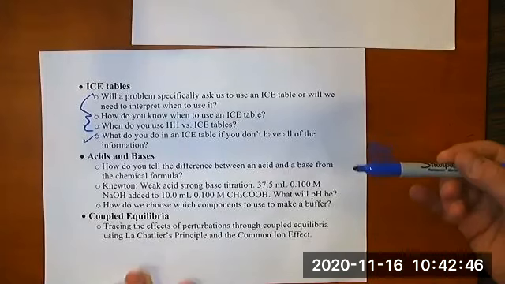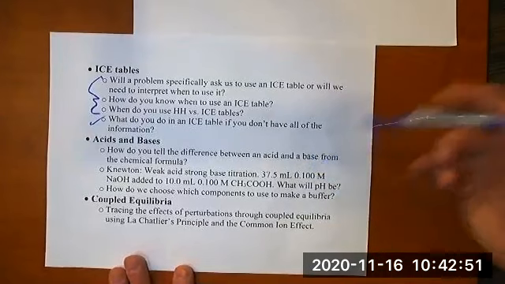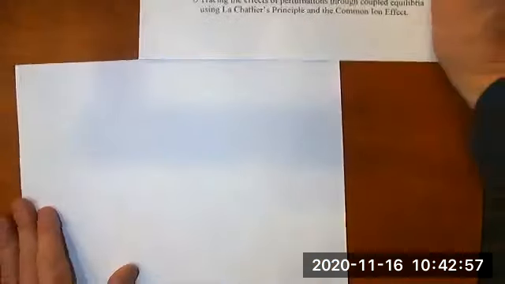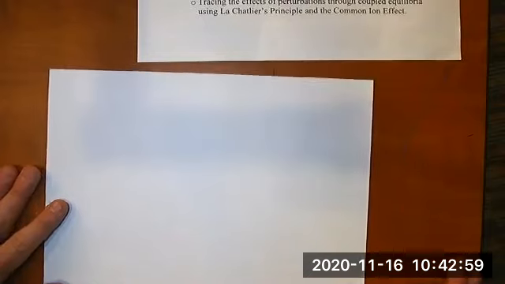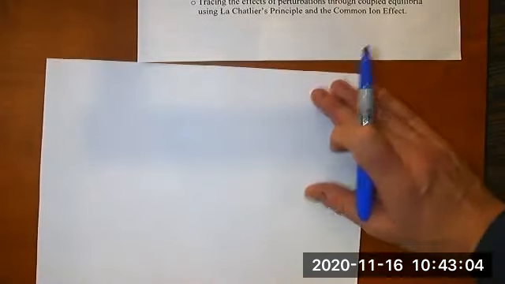Okay, let's talk about acids and bases specifically. How do you tell the difference between an acid and a base from the chemical formula? There are two ways to think about this, and it's largely coming from the Arrhenius definition and the Bronsted-Lowry definition.